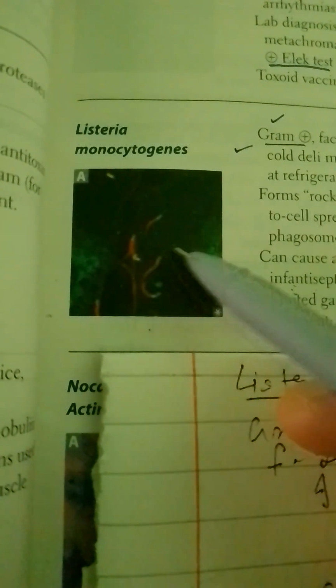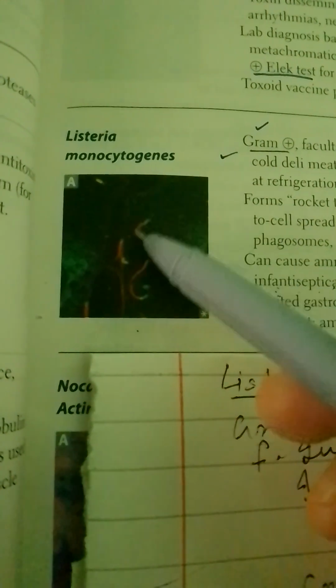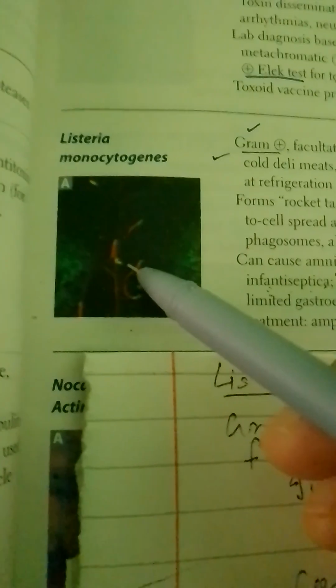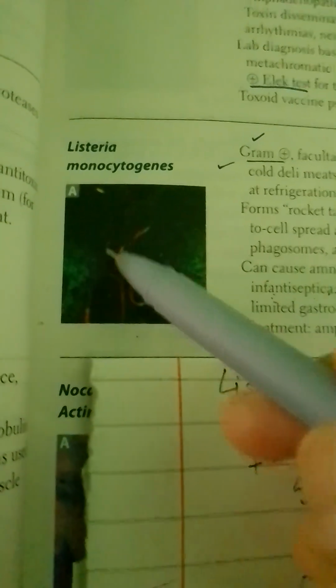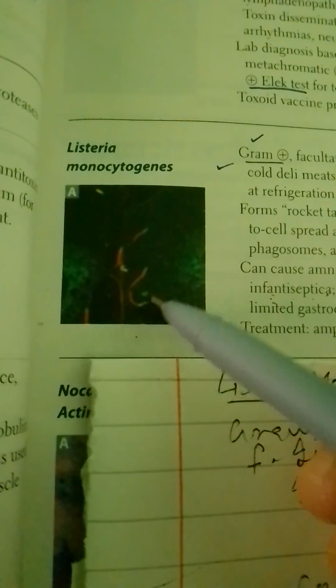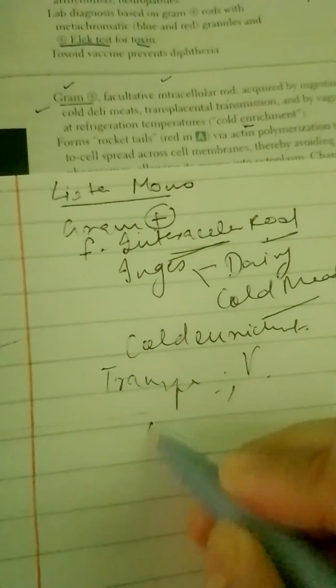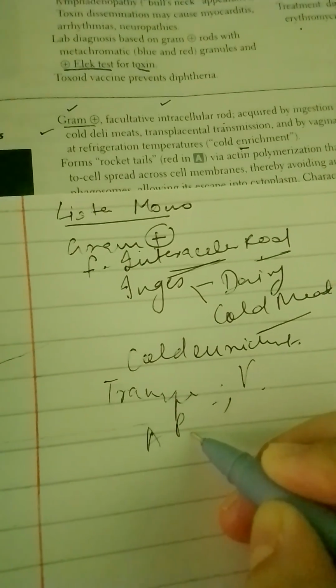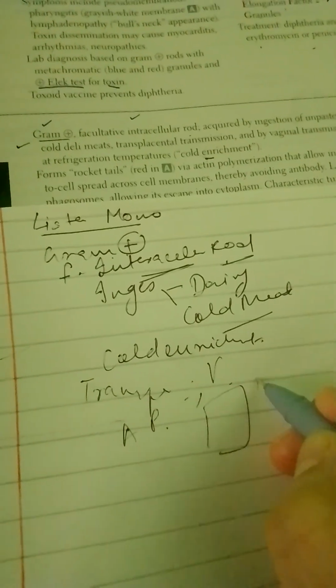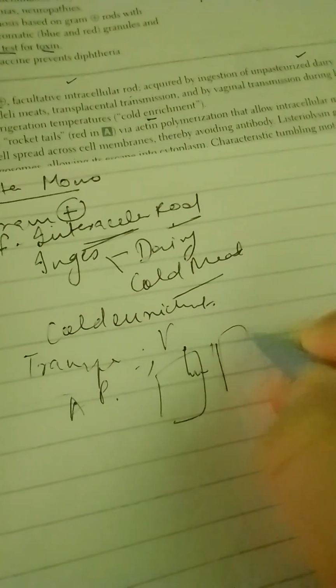Now, one key feature is that it will form a kind of tail. As we can see, these red lines here, Listeria monocytogenes forms the reddish tail, which we call rocket tails. These rocket tails form exactly via the actin polymerization process, and this actin polymerization allows the bacteria intracellular movement, or cell-to-cell movement.